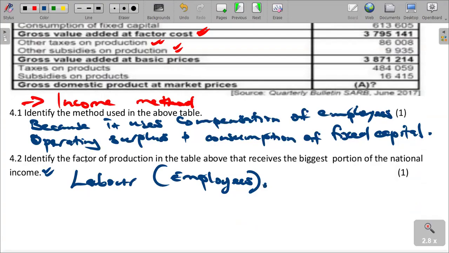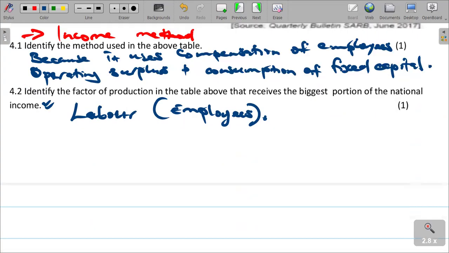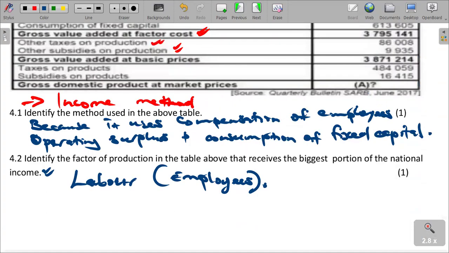Compensation of employees goes for what? It goes for the factor of labor. It's a factor of production as labor, which you must not miss, according to this scenario.